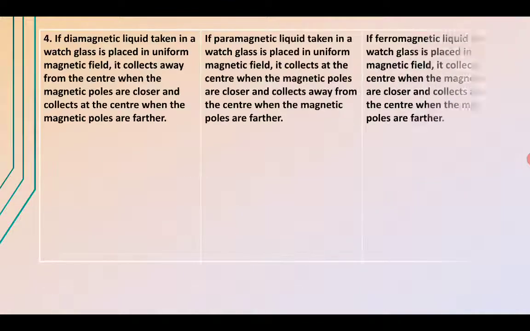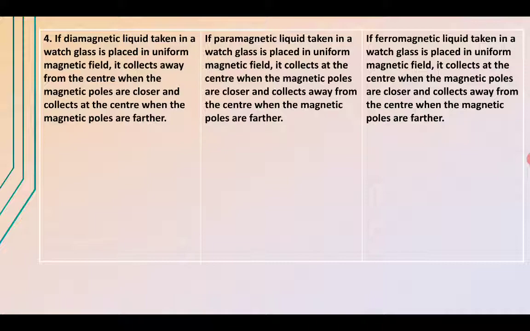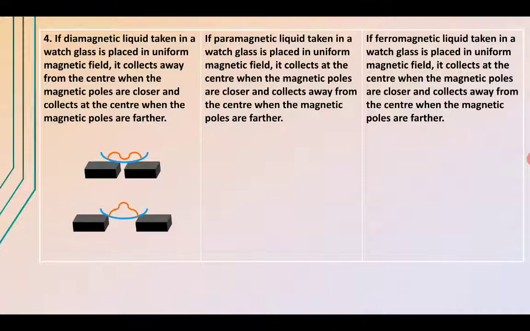If we are having the substances and we are having two magnets, let us discuss the first case, a liquid diamagnetic substance is placed in a beaker, and that beaker is placed over the magnets. In that case, that material collects away and a dip is created at the center. But if the magnets are far apart from each other, then the material is collecting at the center. So this shows the repulsive nature of a diamagnetic substance.